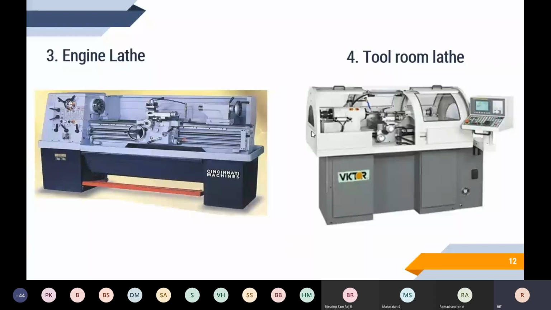And then tool room lathe, it's a very versatile lathe machine. It can give better accuracy and finishing. It has a wide range of speeds that can be varied. It can give different types of feed also. It can be a great device to manufacture dies, because based on the die only we can get better quality of the job. So the tool room lathe is highly sensitive.